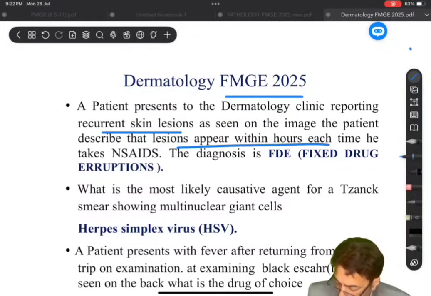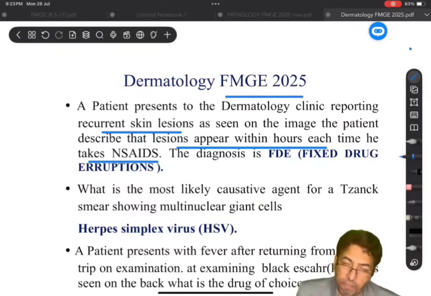and the lesions appear a few hours each time he takes NSAIDs. So he is taking non-steroidal anti-inflammatory drugs, and every time after he takes the drugs he gets some lesions on the skin, and these are recurrent. So the best clinical diagnosis out of the choices mentioned: psoriasis, lichen planus, urticaria, and fixed drug eruptions.